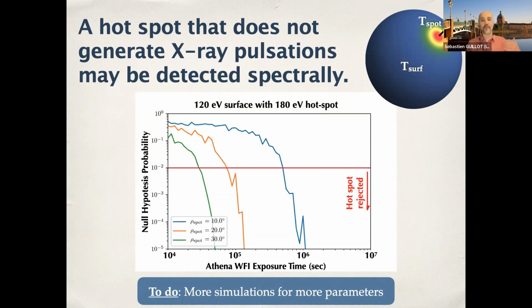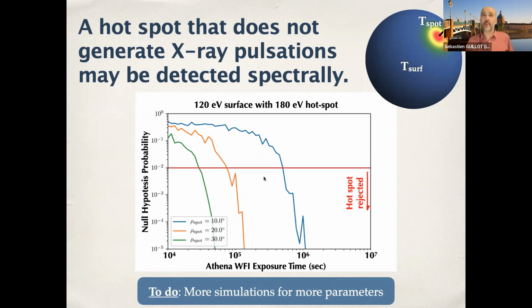So you look at the residual when you fit only one thermal emission model, when there should be two. And you see that for a reasonable hotspot size, you're around a few hundred kiloseconds to be able to tell if there's a hotspot or not. This is something that Athena could do, provided enough exposure time, but it's still somewhat reasonable.